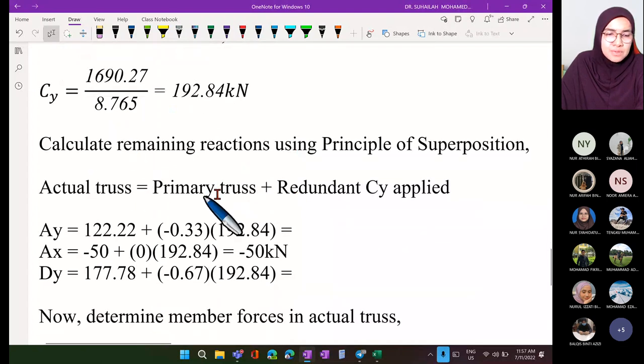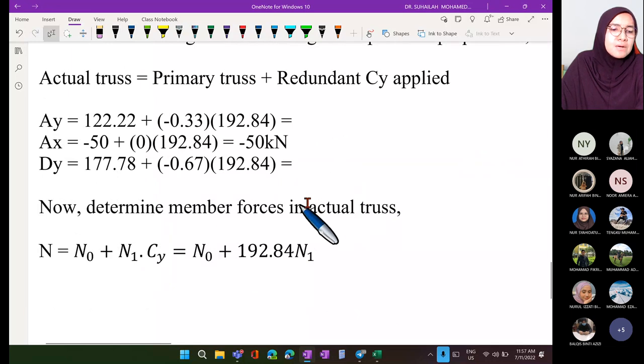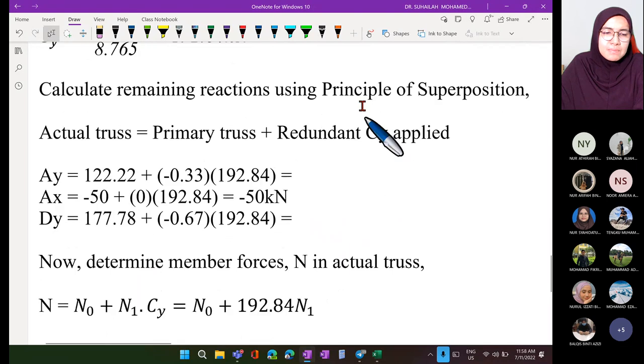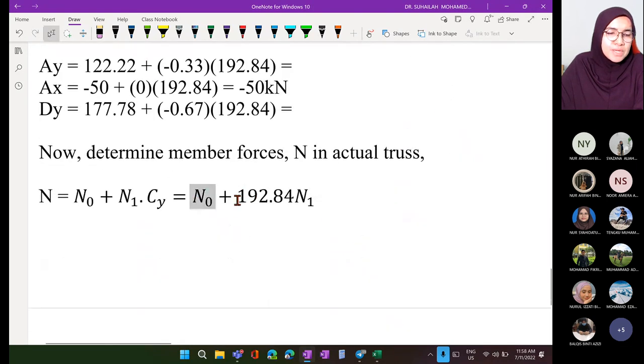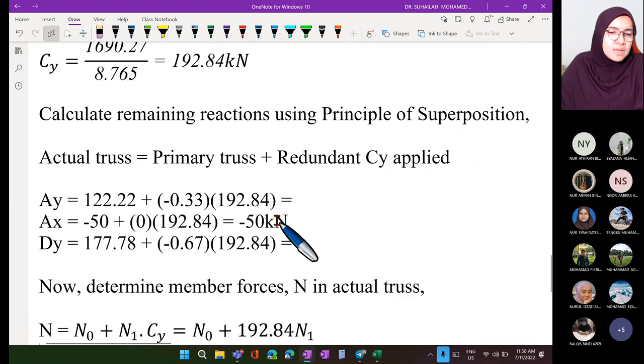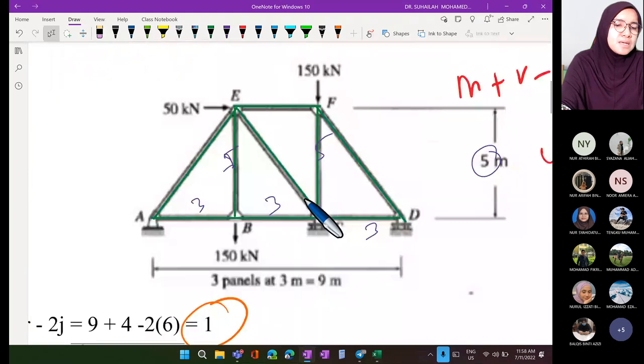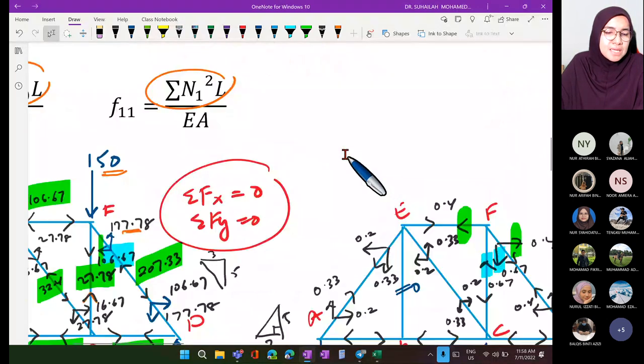So we have 3 remaining reactions. We solve them using the principle of superposition like this. So please complete this. Okay, and we have another goal: the member forces N. This N will also be determined by using the principle of superposition. We produce one equation for that, with N0 and N1 inside, and this is the redundant value. We just need to add another column for N. Using this, we complete all of this, and all this is the final answer for this truss that we analyze using the flexibility method.